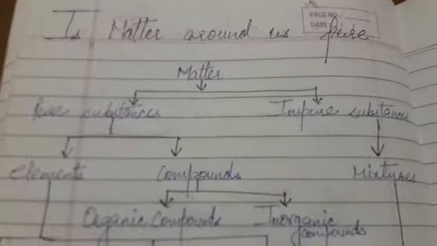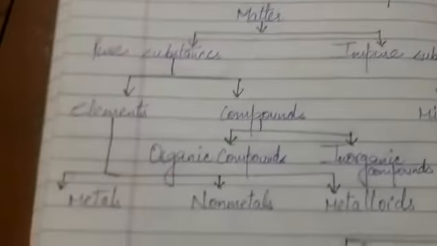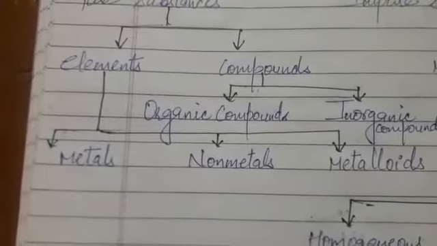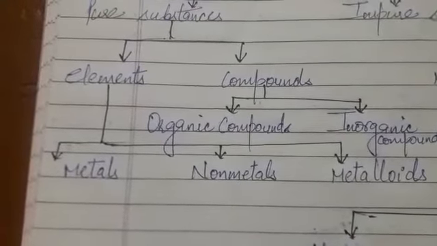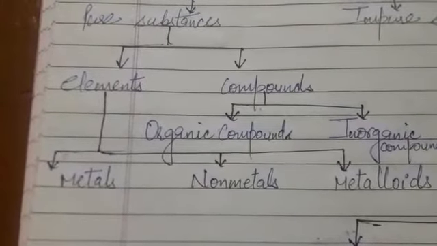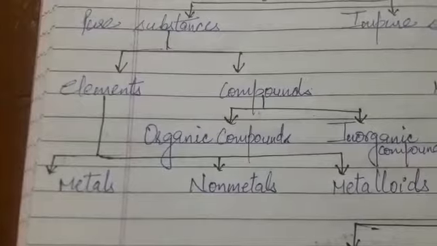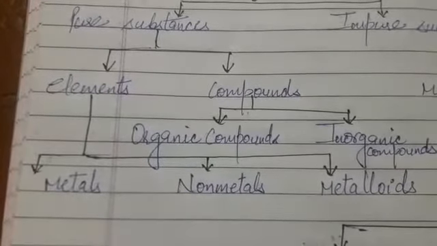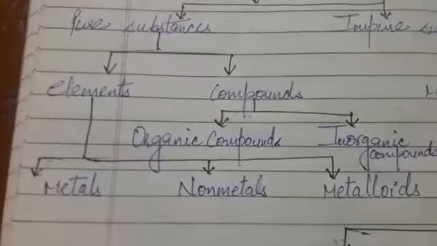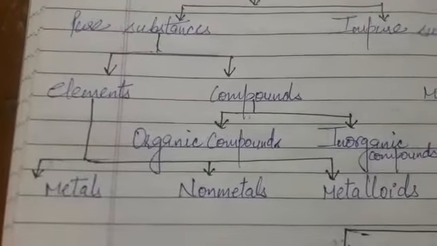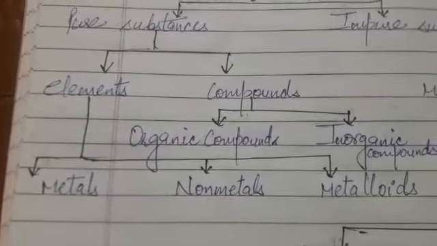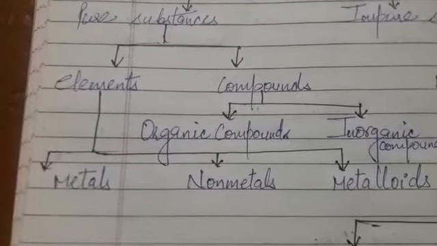Let us continue. Today we will study in detail about elements. Elements are those pure chemical substances which are made up of only one kind of atoms. It means these substances cannot be further split into simpler substances under normal conditions. For example, carbon is an element because it cannot be split into simpler substances by applying heat, light, electricity and pressure.